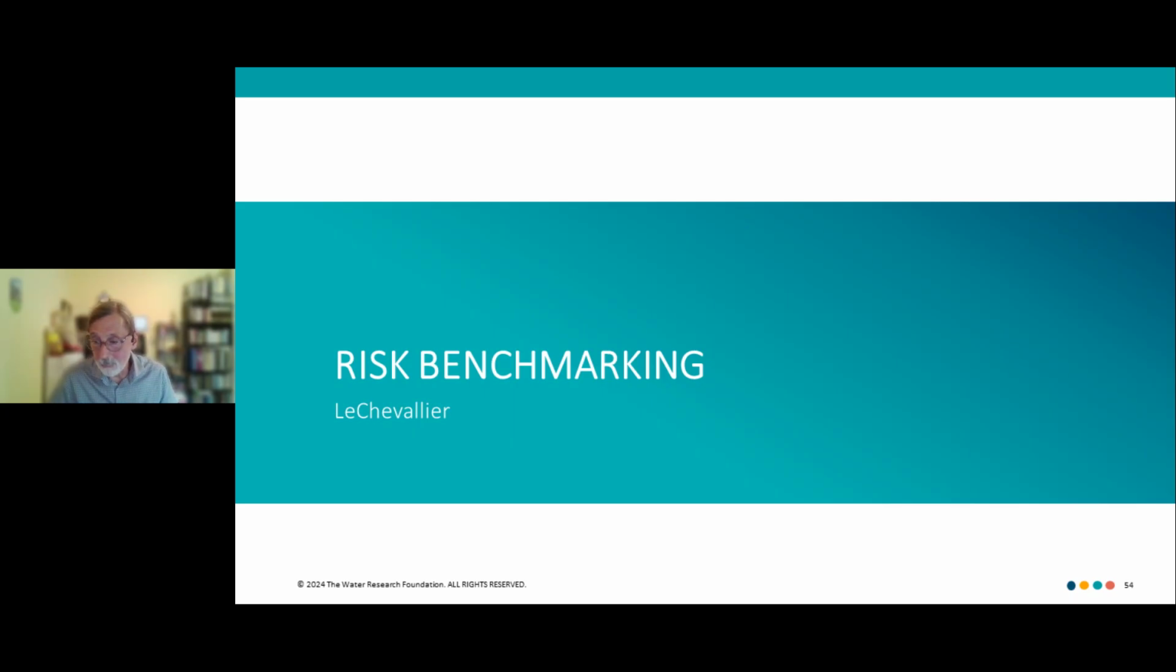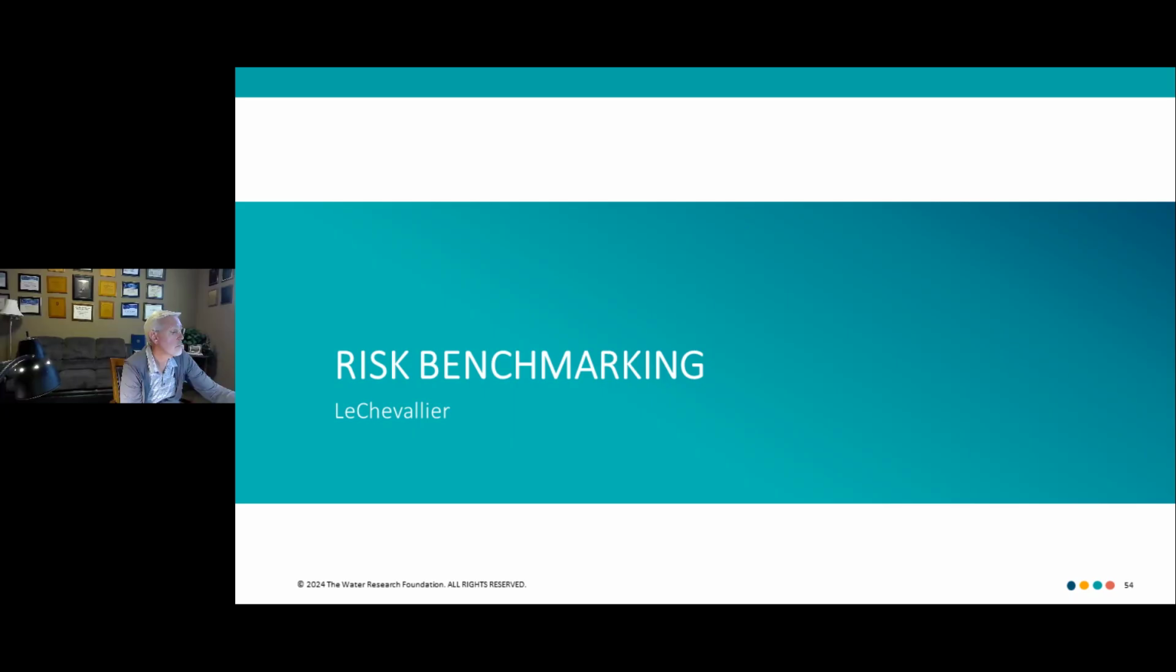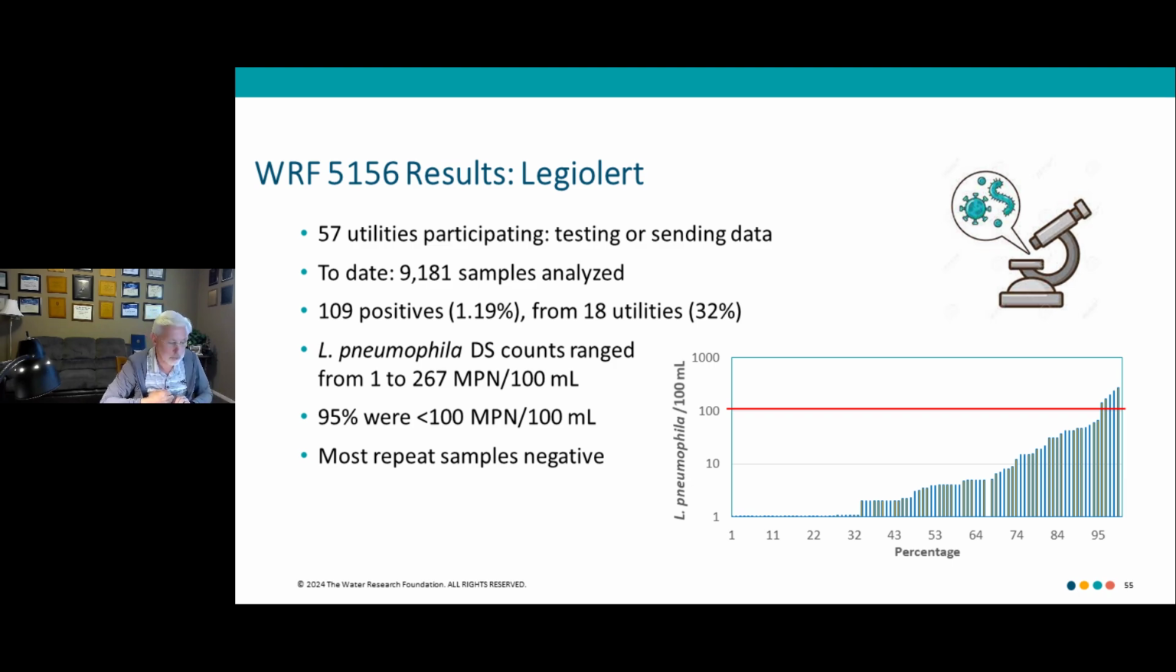All right, thanks, Tim. So we want to know, well, what does all this mean? Just to recap what Tim just showed us, we had 57 utilities, we had almost 9,200 samples, 1%. Importantly, from 18 utilities, so 32% had some detections, 68% had no detections. The counts range from 1 to 267, and that's shown here.